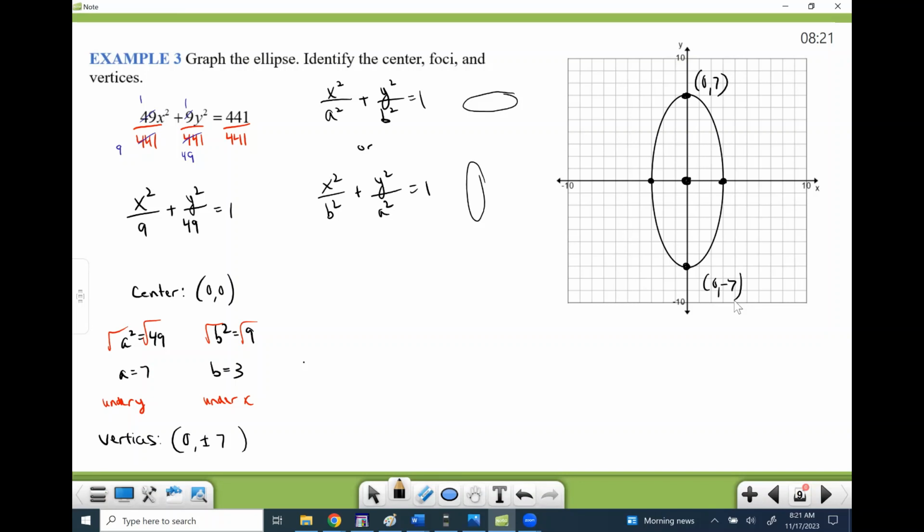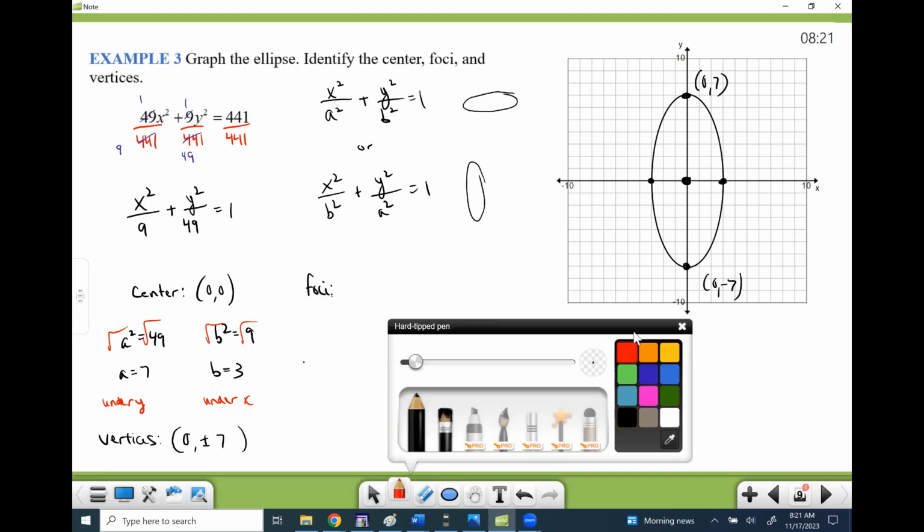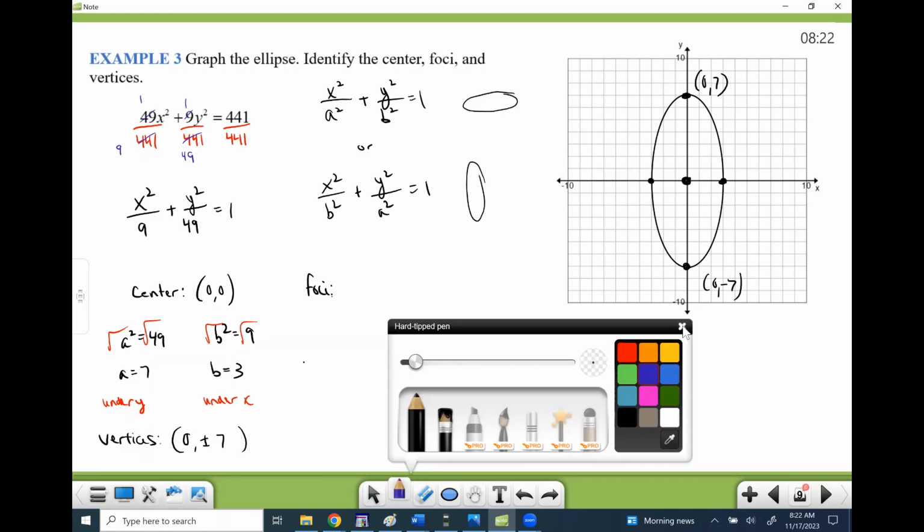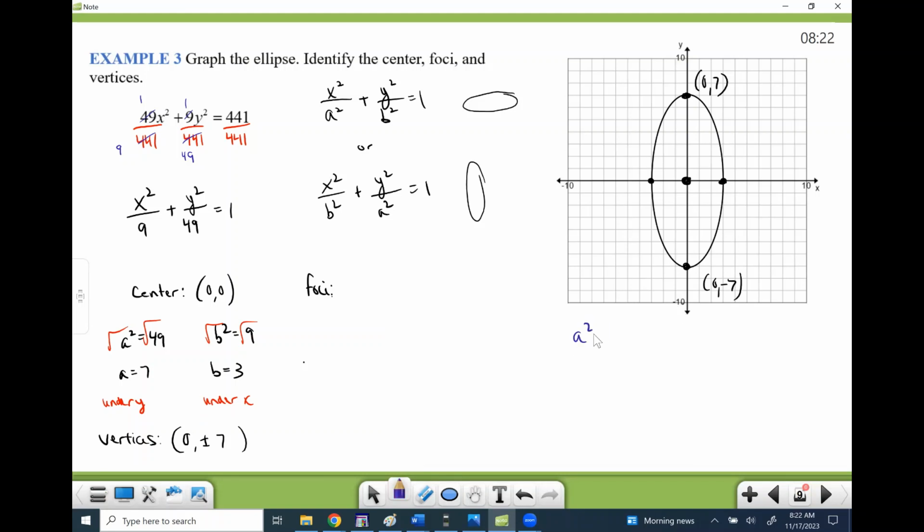Now we have to go and get our foci. We know that they lie along the major axis, probably somewhere around here. Let's go get the specifics of it. So a squared minus b squared equals c squared.